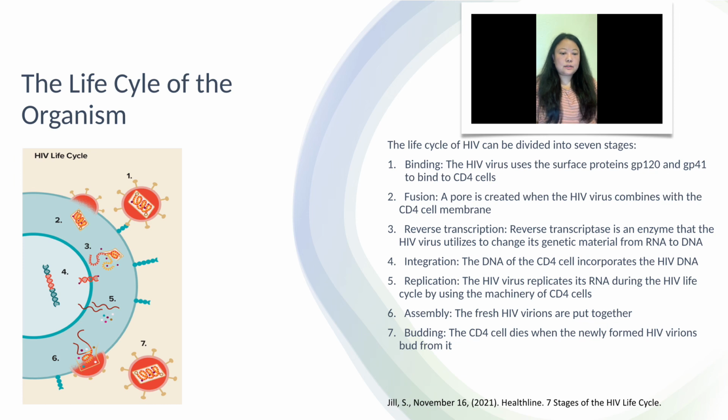During integration, the DNA of the CD4 cells incorporates the HIV DNA. Replication: the HIV virus replicates its RNA during the HIV life cycle by using the machinery of CD4 cells. The first HIV variants are put together during assembly. The CD4 cell dies when the newly formed HIV variants bud from it, which is called the budding stage.